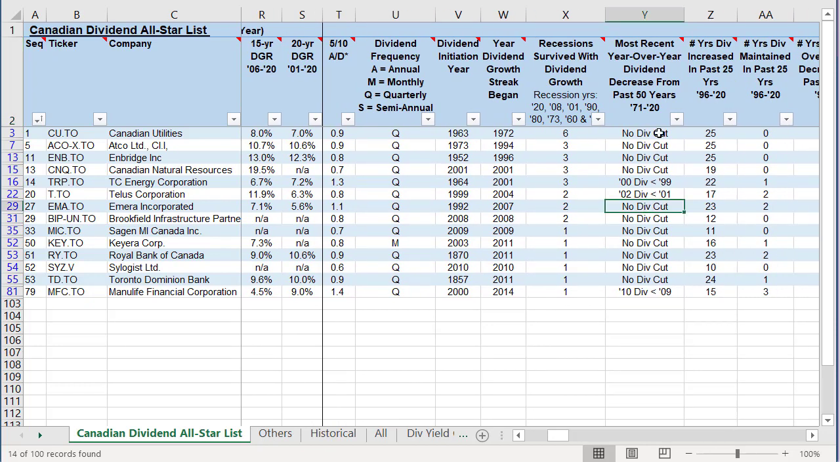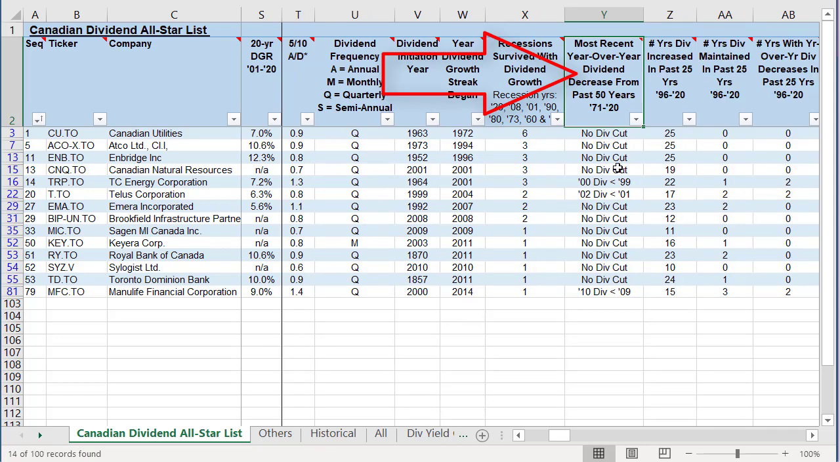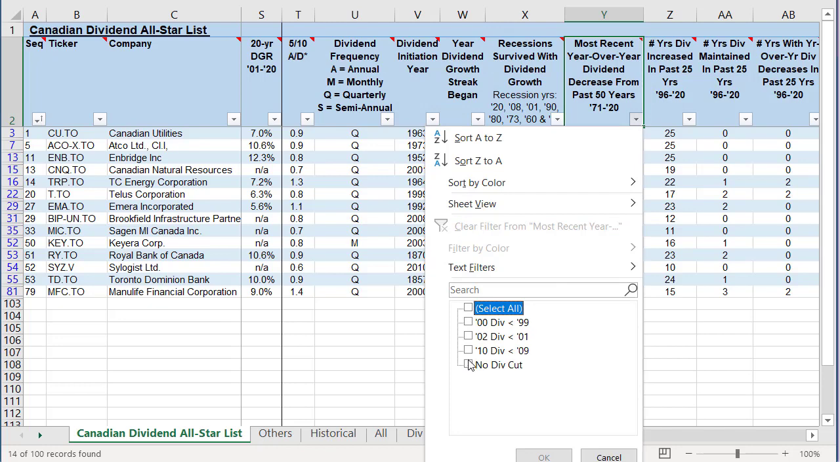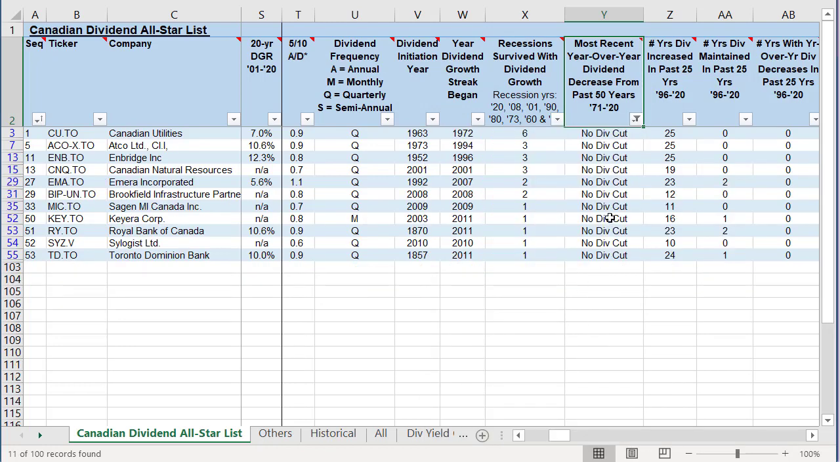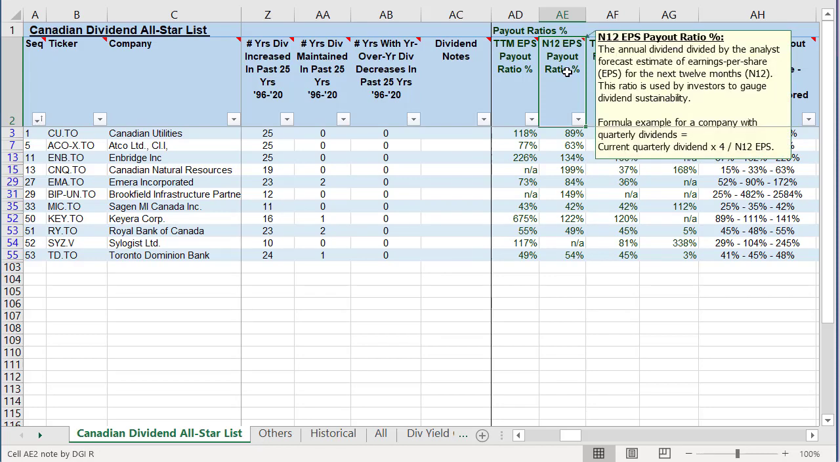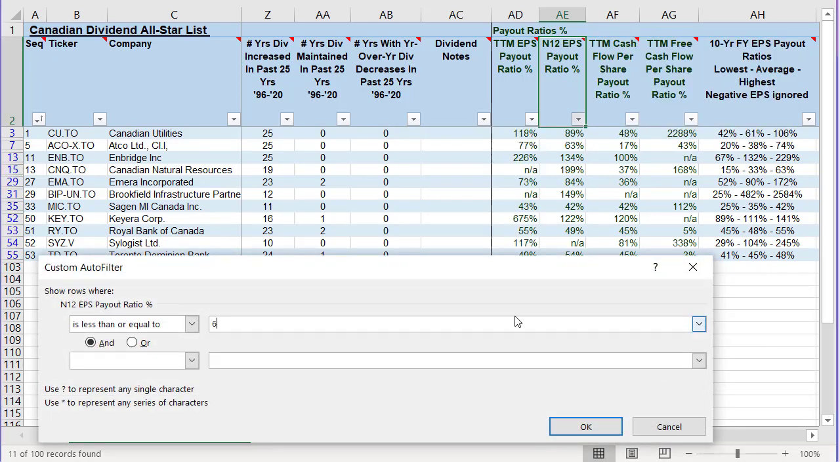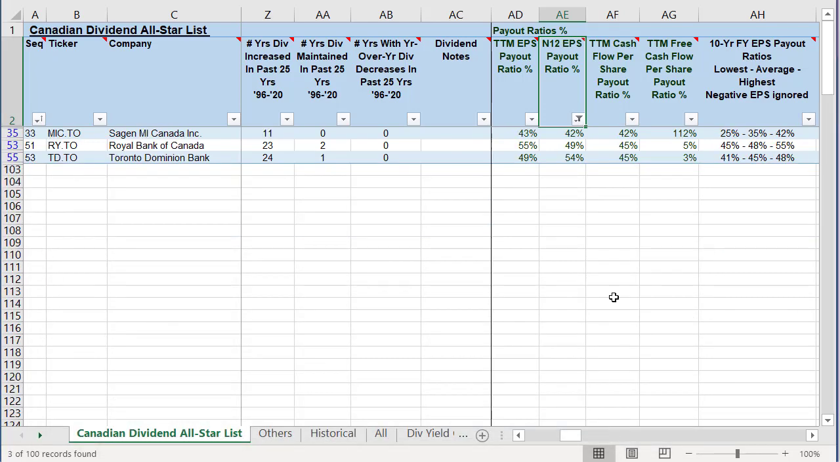Next, we're going to take a look at this column, most recent year-over-year dividend decreases from the past 50 years. So if you want to avoid stocks that cut their dividend in the past 50 years, you're going to select just the ones that say no dividend cut. And that'll reduce it down further. And I'm going to use the payout ratio based off of earnings per share that analysts have estimated over the next 12 months. So this we're going to say less than or equal to 60%. And now we can see it's narrowed itself down to just 3 stocks.